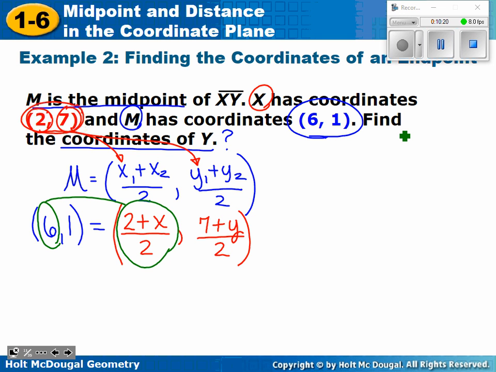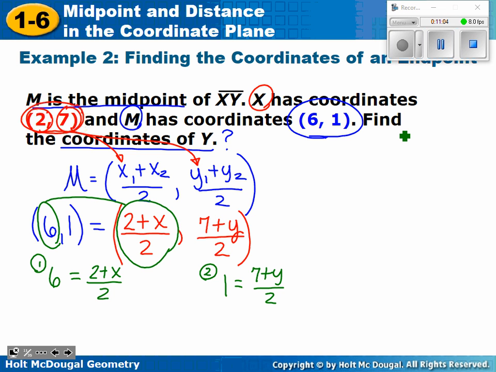So what you can do is write two separate equations. One for the part that comes before the comma, and then a second equation for the parts that come after the comma. In other words, I can say 6 should equal 2 plus x over 2. Does that make sense? And then you would solve for x. Stop for a second. I'm not going to solve that yet. Let's write the second one. So now we're looking at what comes after the comma. 1 should equal 7 plus y over 2. Making sense? Okay. And then you just have to go through and solve for your x and your y, and those will be the coordinates of your final endpoint.